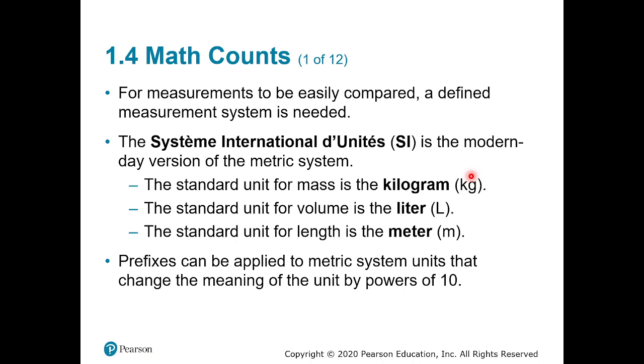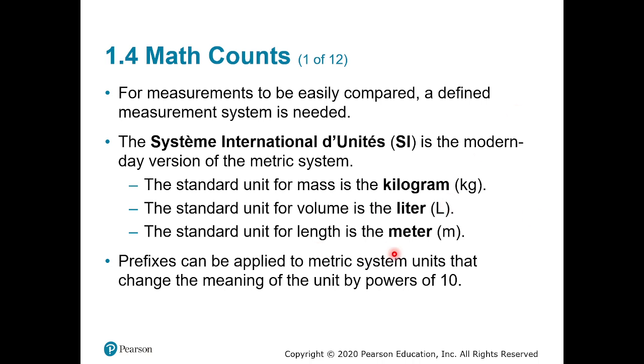That is no longer true. They spent $10 million to make an orb of silicon so they could set it to something we could reproduce from the universe itself. Okay? Instead of having a chunk of metal sitting in a vault somewhere that could get messed up, right?